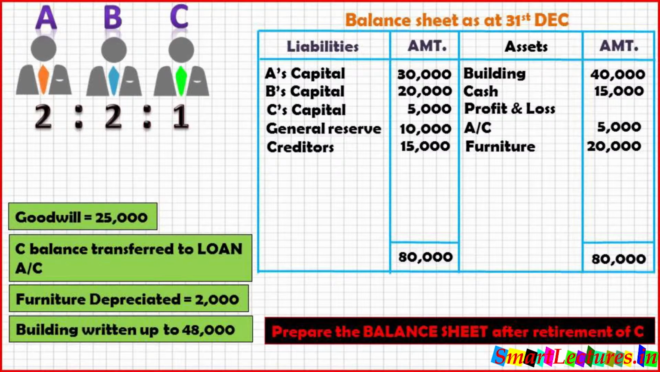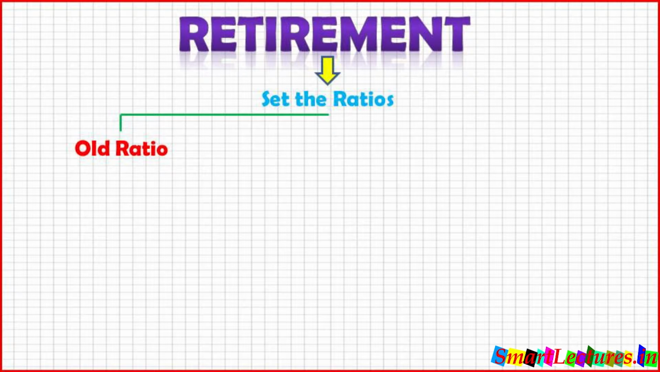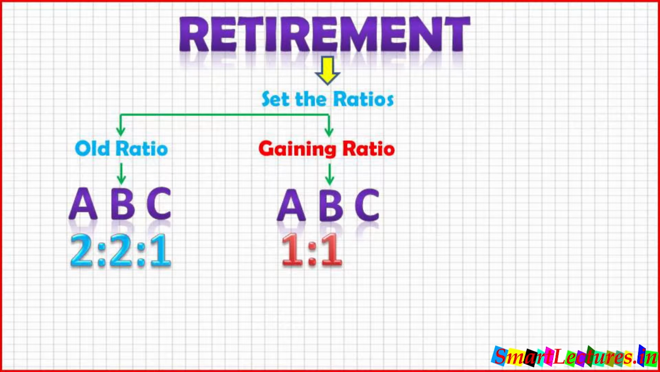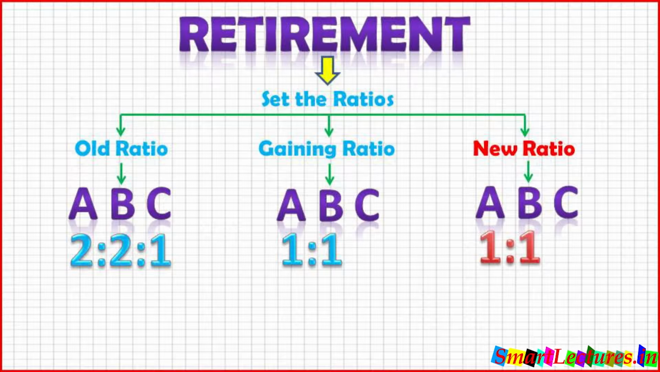When we start writing the solution, first of all, we have to set the ratios. The old ratio of A, B, C was 2:2:1. The whole question is silent about the further ratios. It means the gaining ratio will be 1:1 and the new ratio will be 1:1. So the new ratio, gaining ratio and old ratio have been set.